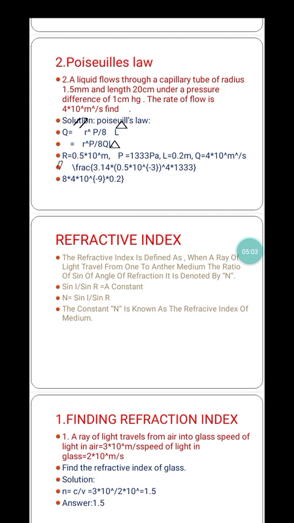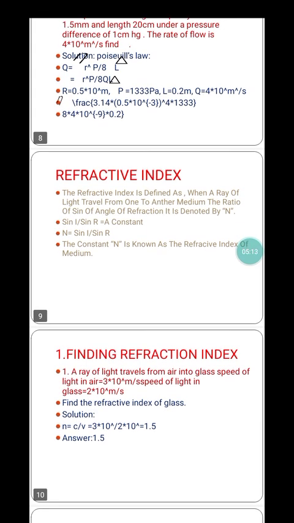Solution: Poiseuille's law. Q equals pi R power 4 P divided by 8 eta L. Eta equals pi R power 4 P divided by 8 Q L. R equals 0.5 into 10 power minus 3 meter. P equals 1.333. Answer equals 8 into 4 into 10 power minus 9.